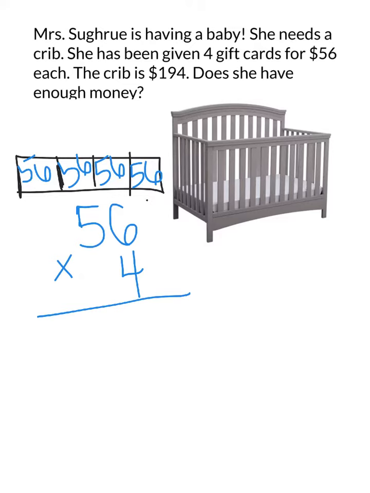All right, let's figure out how much you have in gift cards. Okay. All right. Let's see. So first we want to multiply our ones. And if I multiply my ones, I'm multiplying 4 times 6 ones. And that gives me 24 ones.